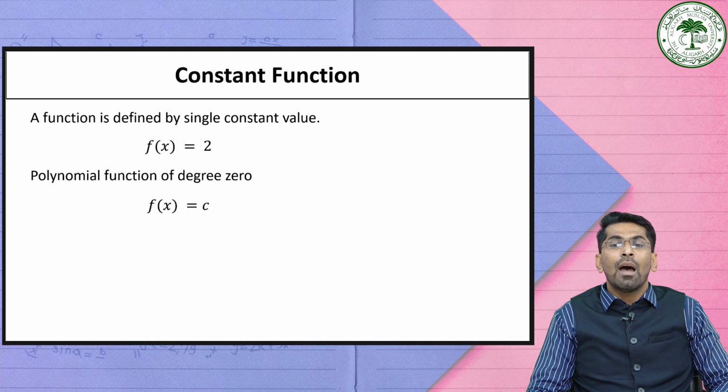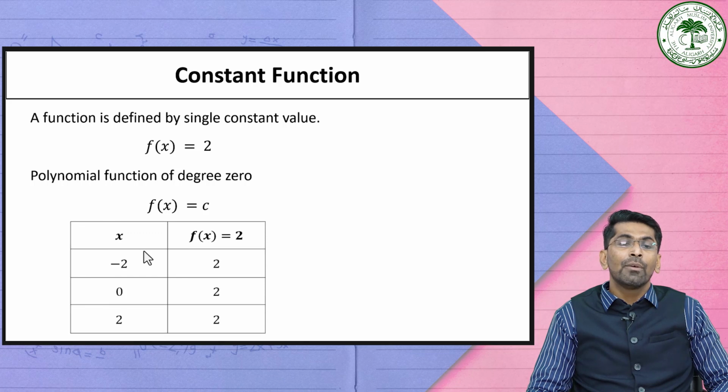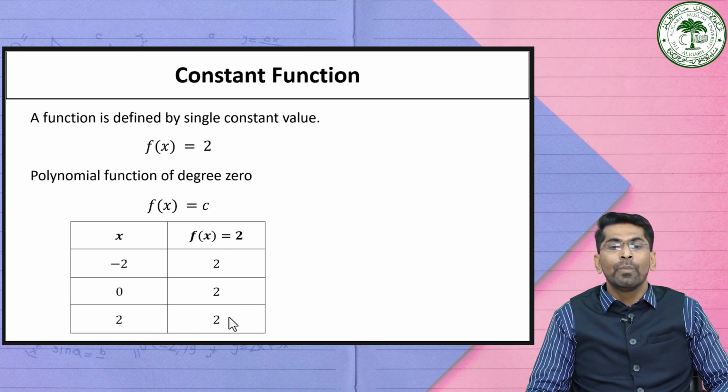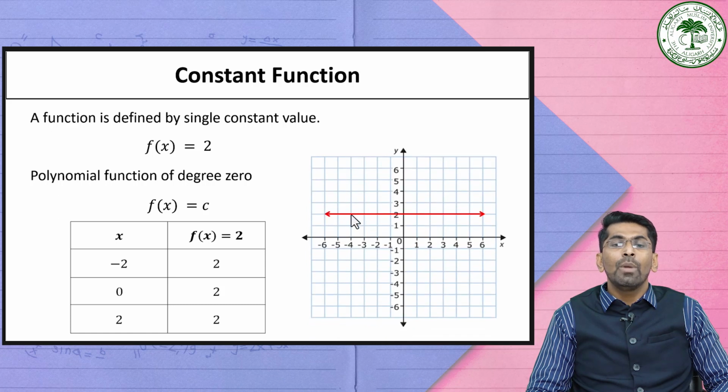So the output, or dependent value, is always the same regardless of the input value, or independent value, as it remains constant throughout this function. If you go for graphing, for example, if x is -2, then f(x) is 2. If x is 0, it is also equal to 2. If x is 2, then again f(x) is equal to 2. And the graph will look like this.